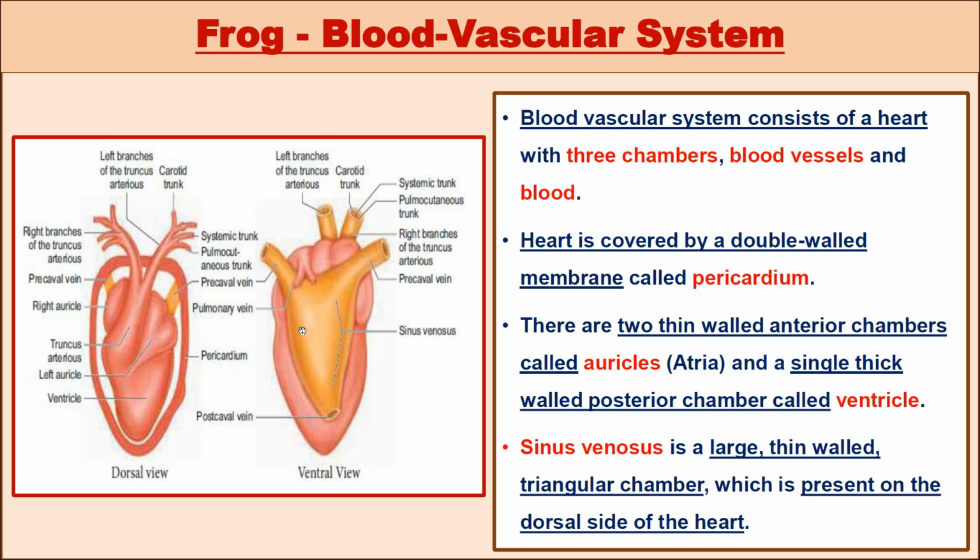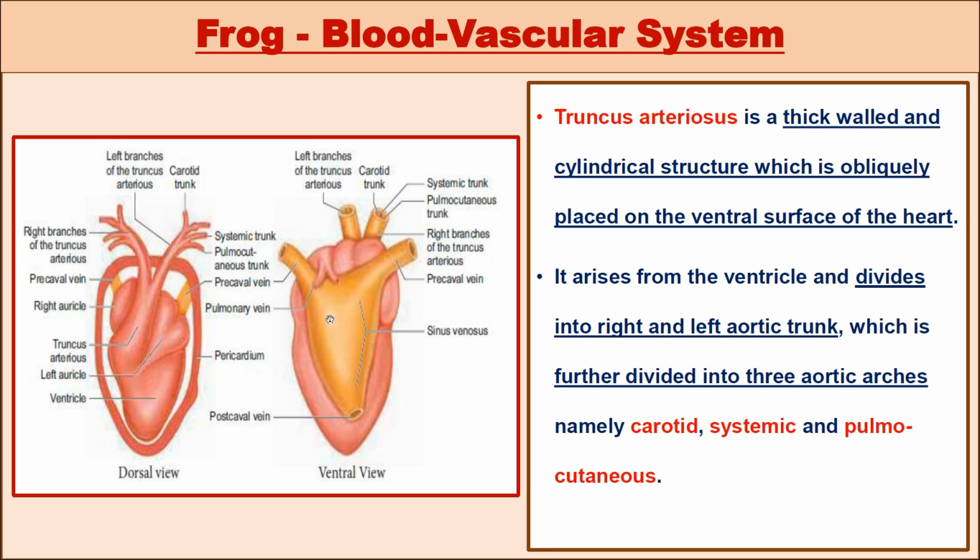Sinus venosus is a large thin-walled triangular chamber that lies on the dorsal side of the heart. Truncus arteriosus is a thick-walled cylindrical structure that is present on the ventral side of the heart. It arises from the ventricle, and as it rises above, it divides into two as right and the left aortic trunk. This will further divide into three aortic arches.